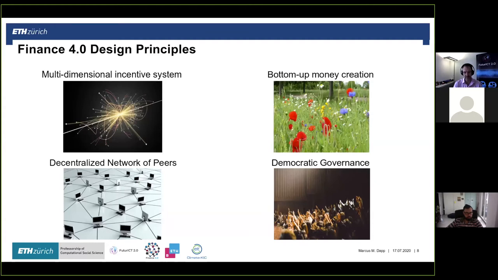I'm not convinced of many blockchain projects in the corporate sector because some of them simply don't make much sense. But I think such a system that requires the cooperation of many individuals that may not trust each other and may not know each other is definitely a place for a DLT system. And with a network of peers goes democratic governance. So these are the four principles we started with when initially starting to design the Finance4 system approximately 2 years ago.